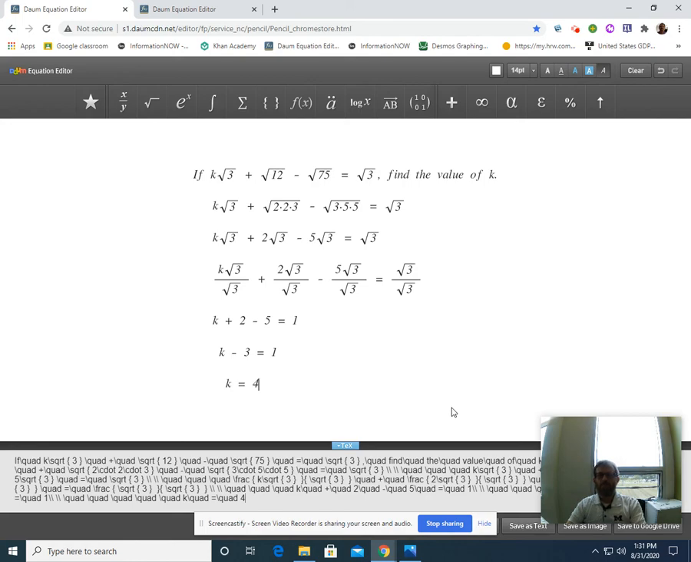If you don't remember how to simplify square roots, that's something you're supposed to know. You've got to get that worked on.